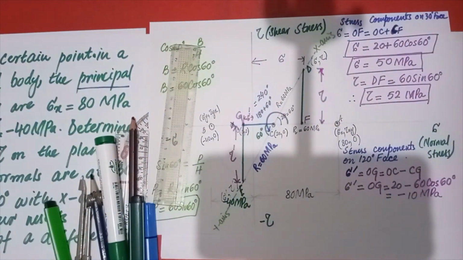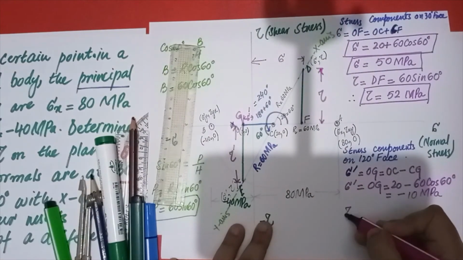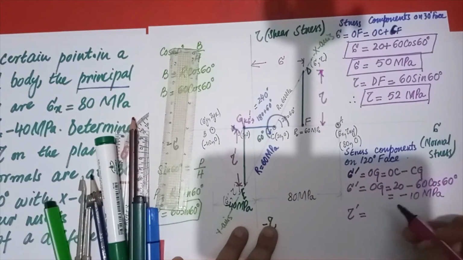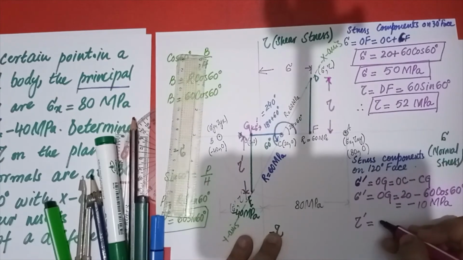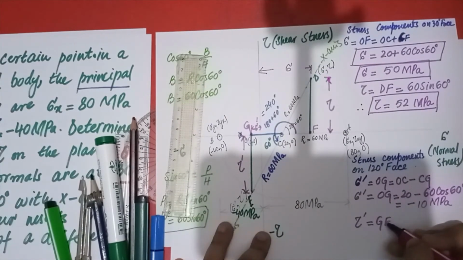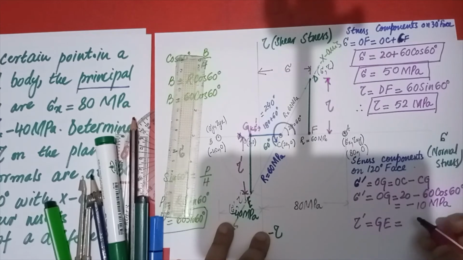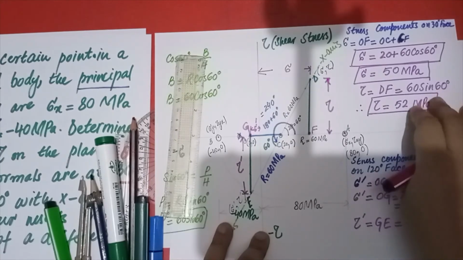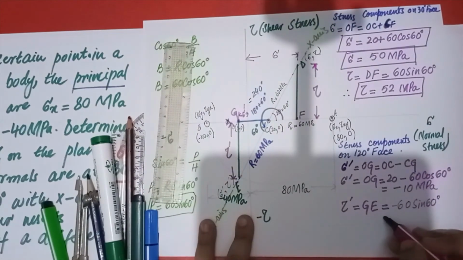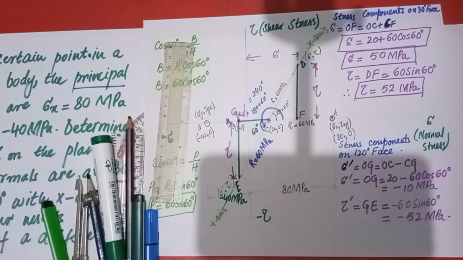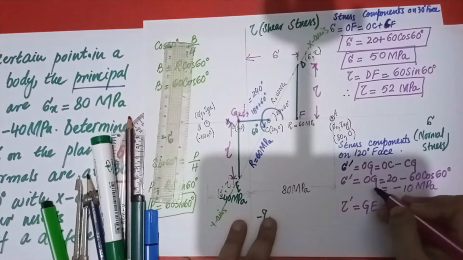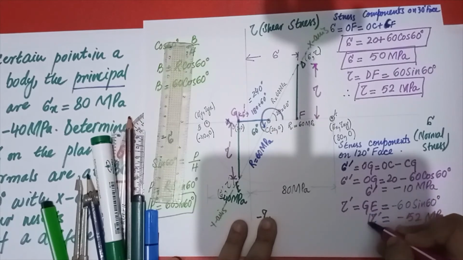So the next step, I am going to find out the tau. Tau is this and tau will be GE. Tau will be GE. And the same goes with this. So it will be minus 60 sine 60 as I did for this. So this value comes out to be minus 52 MPa. It will remain the same. So in this way you will be able to get your sigma dash and tau dash.